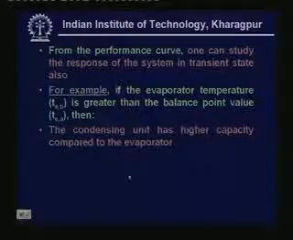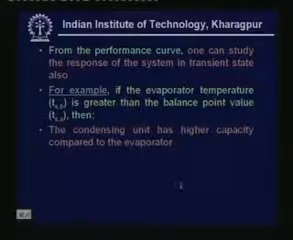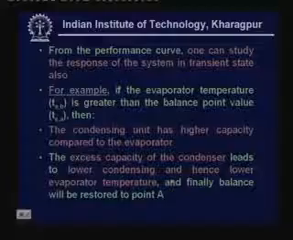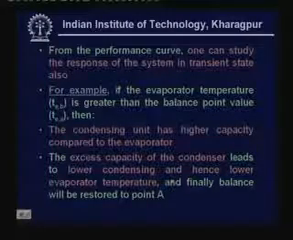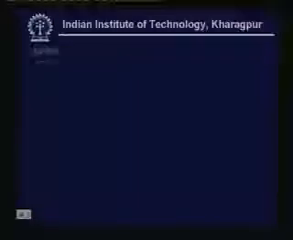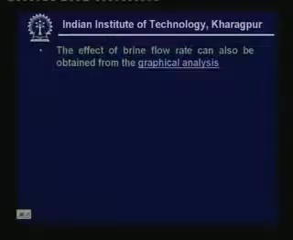So, this is what I have already mentioned. The condensing unit has higher capacity compared to the evaporator in transient state when the evaporator temperature is high. The excess capacity of the condenser leads to lower condensing temperature and hence lower evaporator temperature, and finally balance will be restored to point A. The effect of brine flow rate can also be obtained from the graphical analysis.